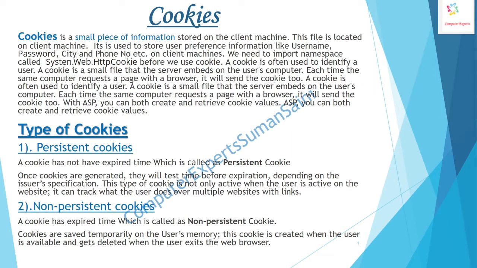Coming over to the types of cookies, there are two types of cookies. Number one is persistent cookies and number two is non-persistent cookies. A persistent cookie remains on the client machine even after the browser is closed, and you can also configure how long the cookie remains on the client machine using the Expires property of the HttpCookie object. In the case of non-persistent cookies, the cookie will remain on the client machine only until the browser is closed or the user has signed out. As it is a non-persistent cookie, you don't need to set the Expires property of the cookie.